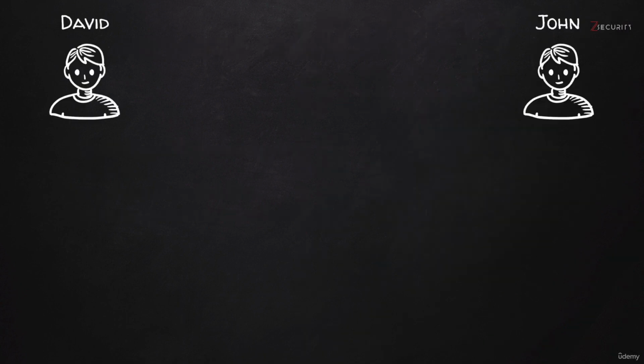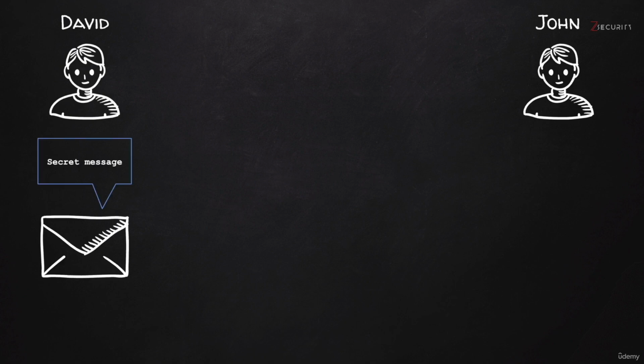So, let's have an example where we have two people, David and John. We're going to forget about how they're going to communicate. We're just going to assume that David wants to send a message to John, and the content of this message is "secret message". Now, if David wants to protect his message from anyone who might intercept this message or read it, he can use an encryption key in order to encrypt this message, and this will transform the message into gibberish.